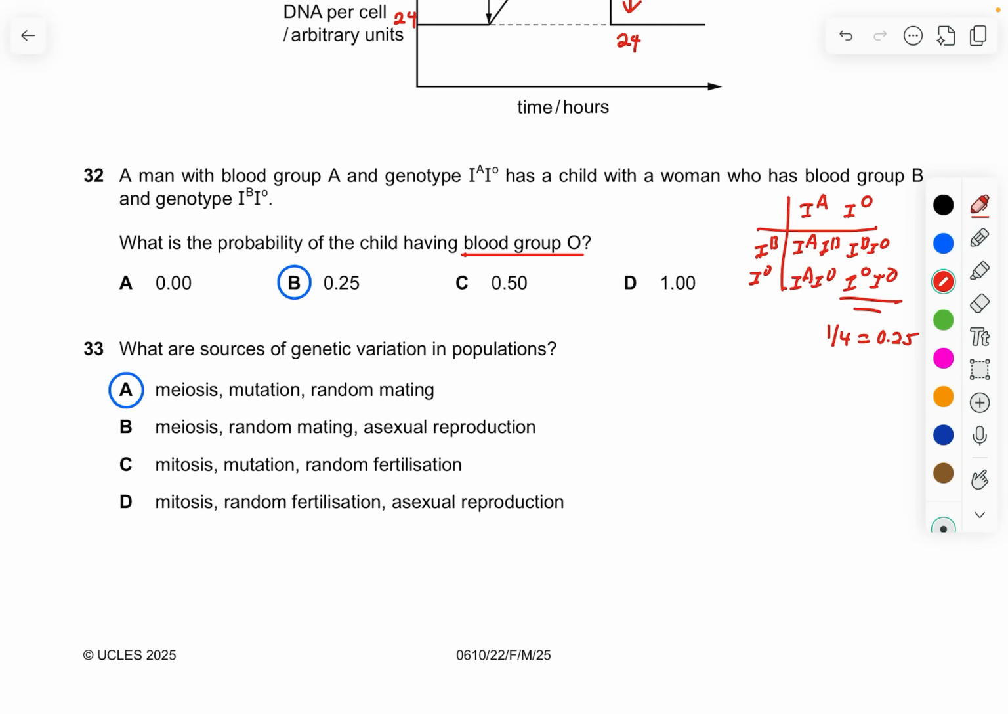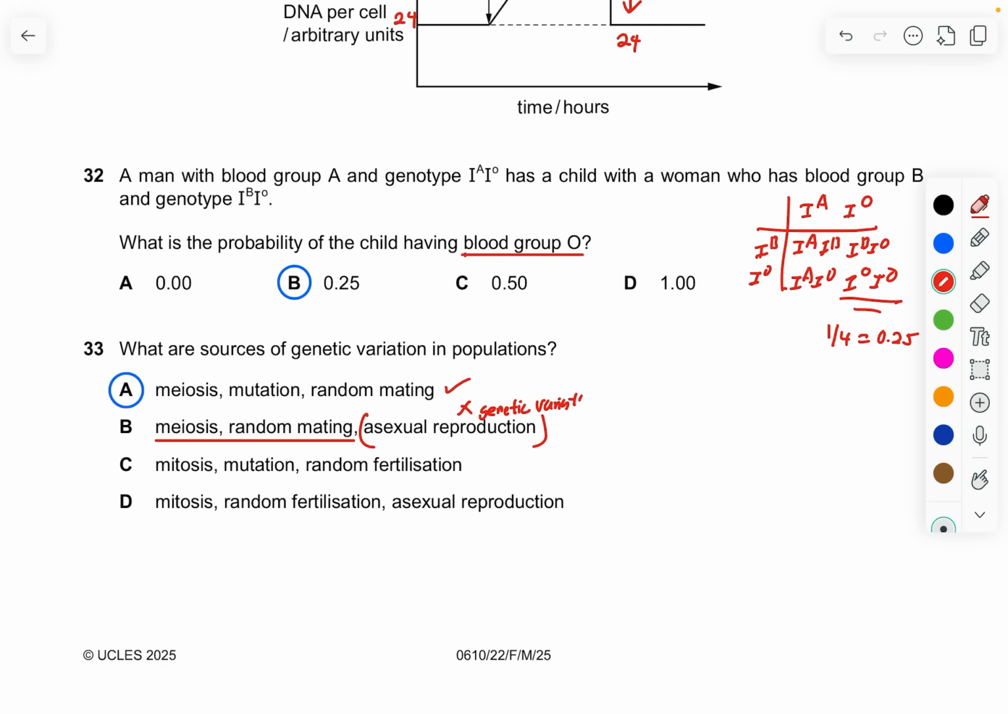Question 33. What are the sources of genetic variation in a population? Meiosis, mutation, random matings are sources of genetic variation. If you can see, for meiosis and random mating, this is correct actually. But asexual reproduction won't produce genetic variation.